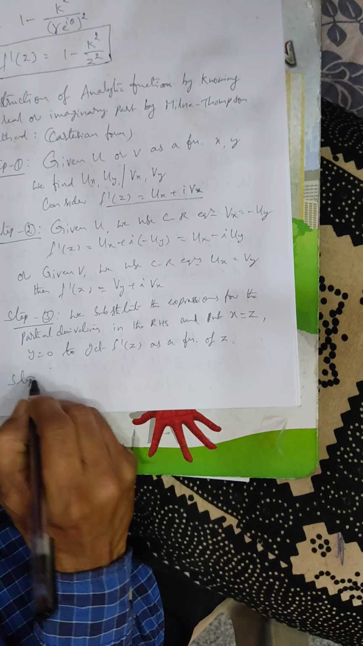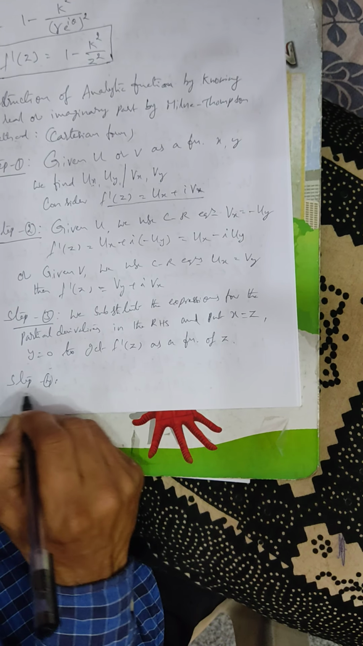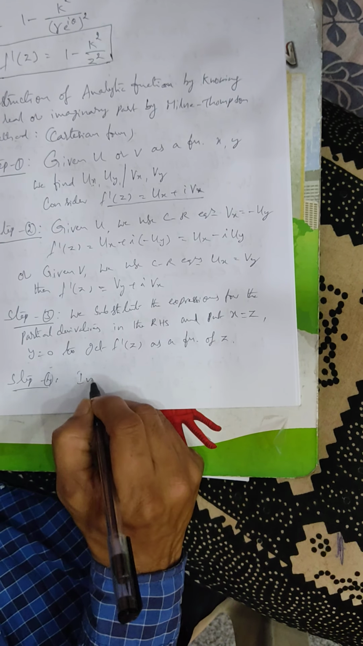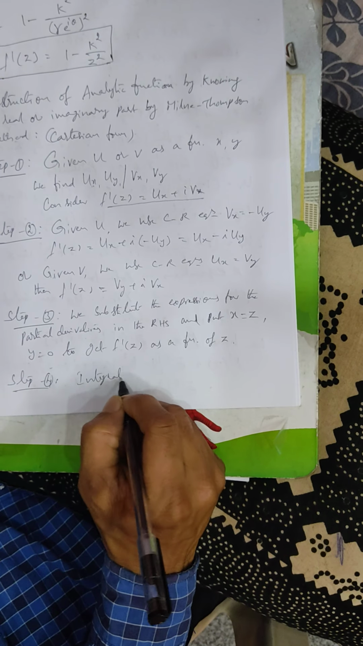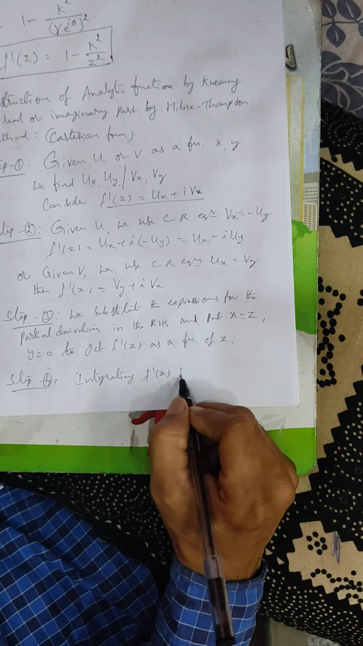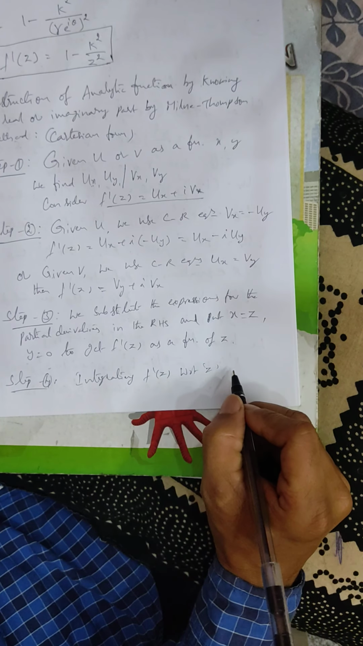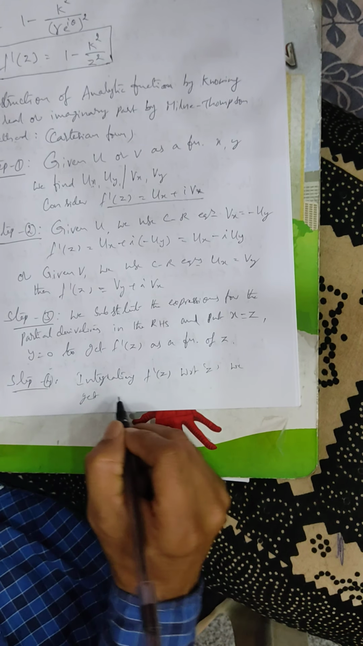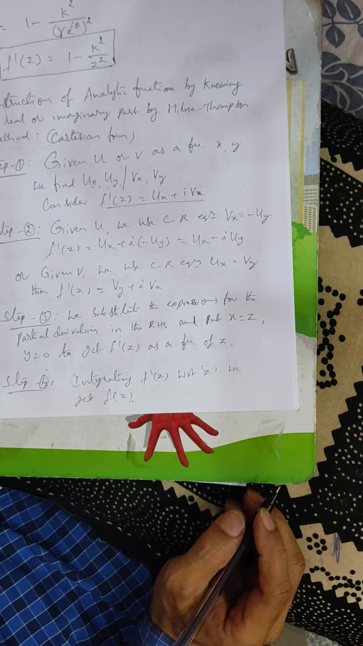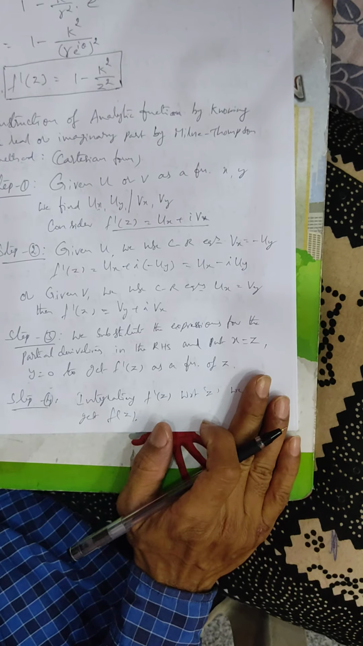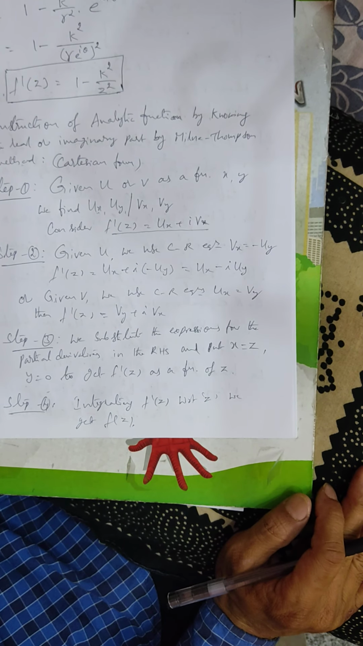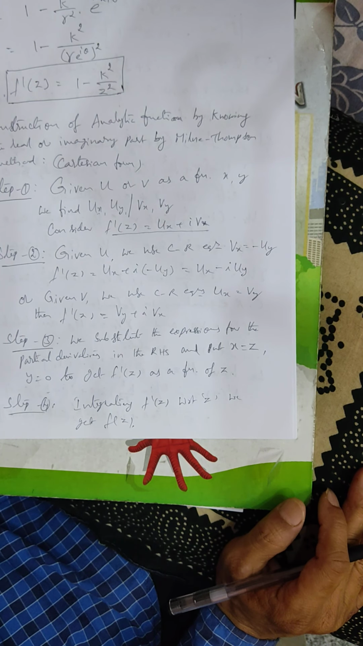Step 4. So we got f dash of z here. Integrating f dash of z with respect to z, we get the required function f of z, that is nothing but the analytic function. So this is the procedure to construct the analytic function by knowing the real or imaginary part by Milne-Thomson method.